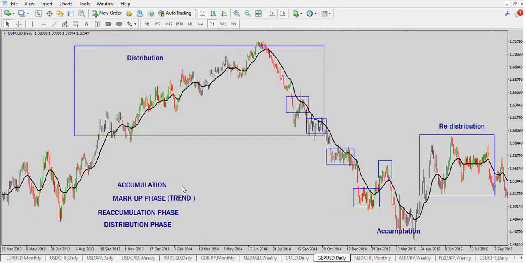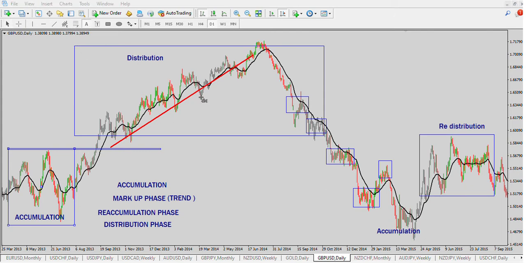Now, I'm going to start from here. This is an accumulation phase. The market will accumulate. Then after accumulating, they do what? They break out. You can see the breakout of the accumulation stage. After the breakout, then the next thing is the trend. Now, from here up to this zone is the mark-up phase. This is the mark-up phase that you want to see.